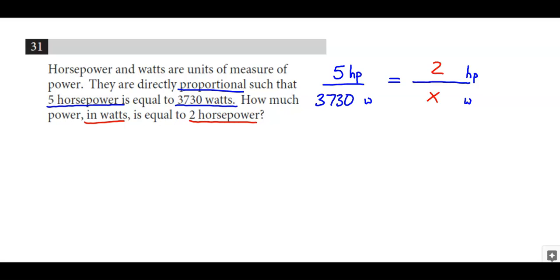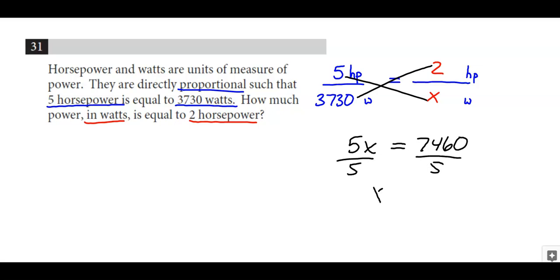And then whenever you want to solve a proportion, you can cross multiply. So I'm going to get 5x equals 2 times 3730. So 3730 doubled, 7460. And then we divide both sides by 5. And we end up with 1492.